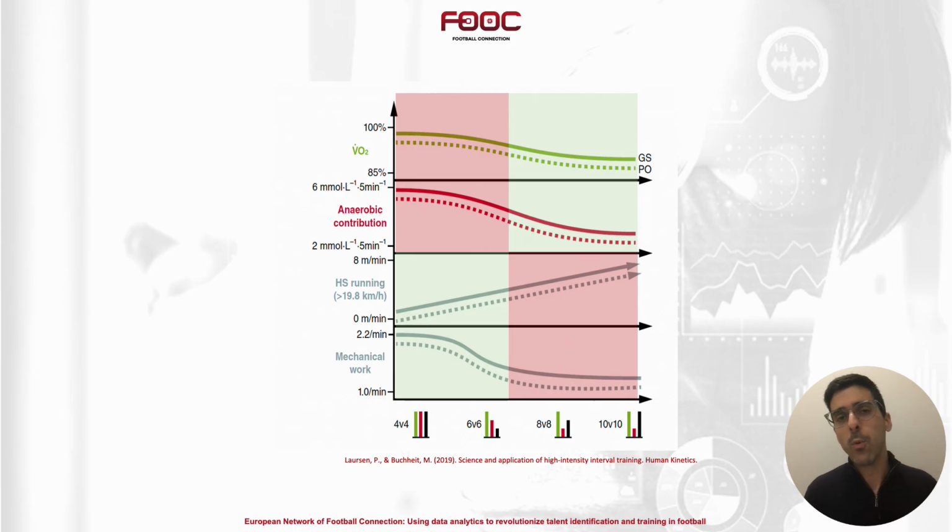However, if we want to accumulate acceleration, deceleration, change of direction, eventually the mechanical work will be higher, and these small formats of 4 versus 4 and 6 versus 6, even because in these formats the field dimension will be also small.